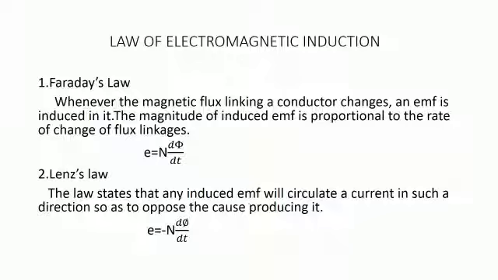Next, Lenz's law. The law states that any induced EMF will circulate a current in such a direction as to oppose the cause producing it. The cause here means the induced EMF opposes the supply voltage. So it is indicated by E is equal to minus N d phi by dt.